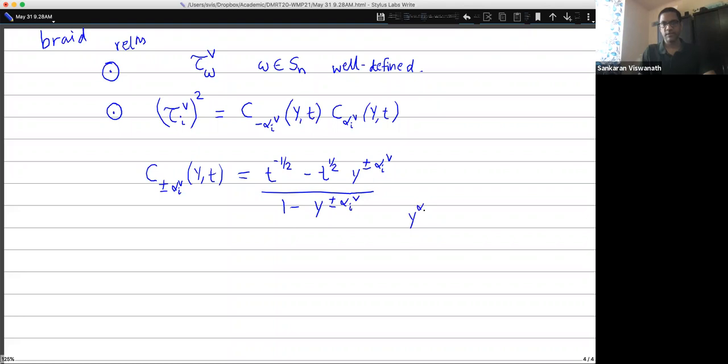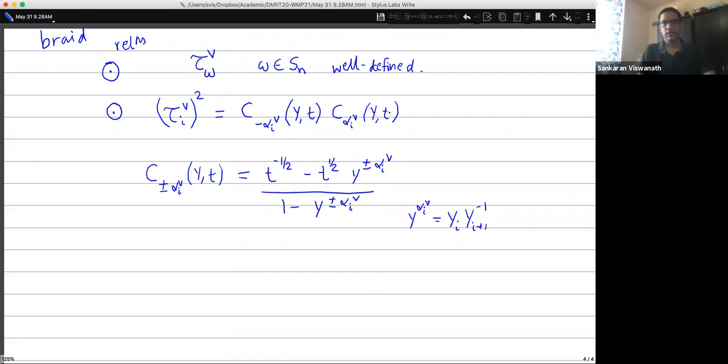So y to the alpha i check. So recall alpha i check is like epsilon i minus epsilon i plus 1. So this is y i plus 1 inverse. So that's what we're calling y alpha i check. Okay, so anyway, the exact form at the moment is probably not too illuminating. The key point is that this only depends on the y's, when you compute the square of tau i check.